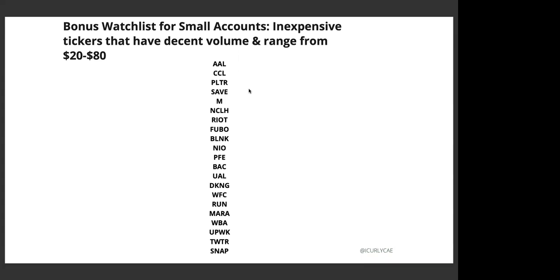Pattern day trading advice: you need to go to Webull, Thinkorswim, cash account under 25K. You can avoid pattern day trading.